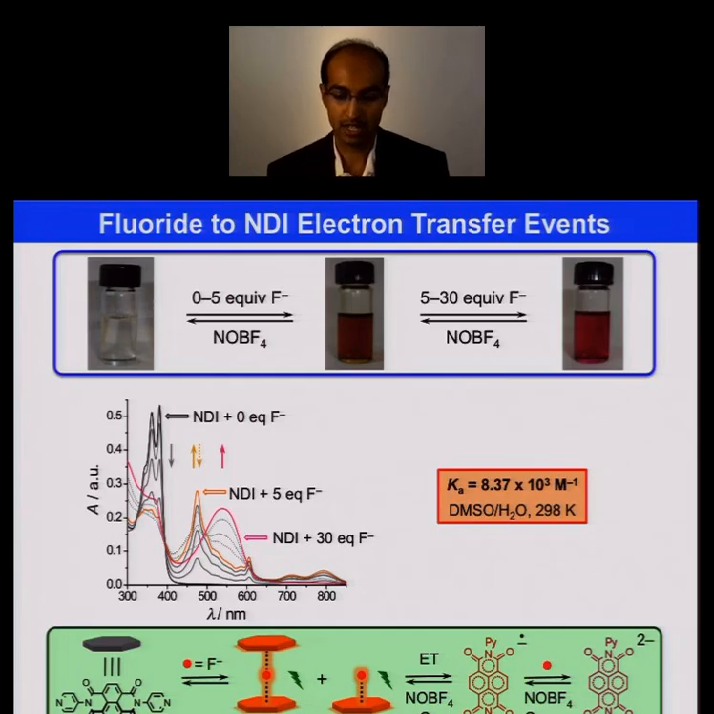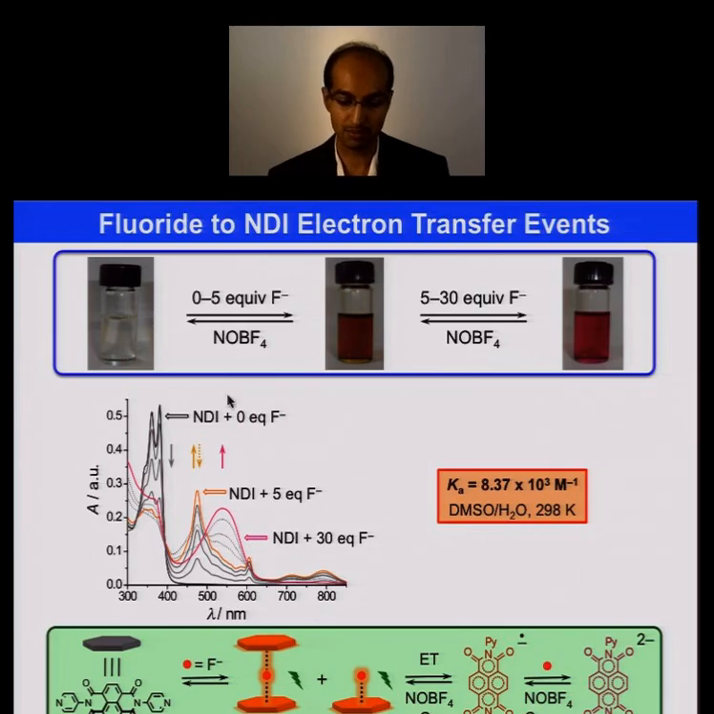To quantify that colorimetric change, we did a titration experiment which we monitored by UV-Vis absorption spectroscopy. The NDI itself is colorless, which absorbs in the UV range. You can see that from the black spectrum. When we titrated this molecule with fluoride, at low concentration of fluoride, it turned orange and produced that orange spectrum. When we added more fluoride, it turned pink and produced that pink spectrum.